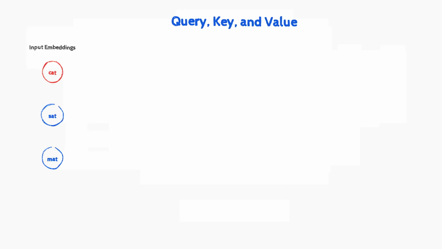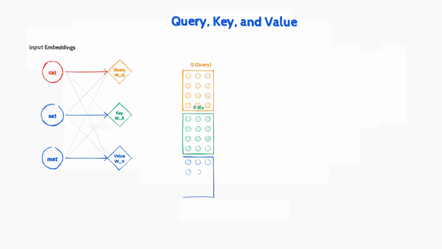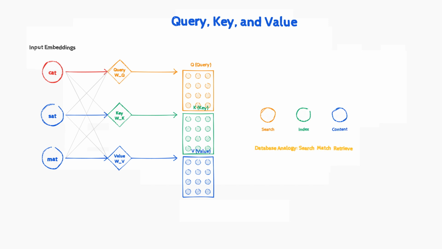Now let's understand the three matrices that make attention possible: query, key, and value. Think of it like a database search. When you want to find information, you write a query, what you are looking for. The database has keys, descriptions of what is stored. When your query matches a key, you get the corresponding value, the actual information. In transformers, every token produces all three: a query describing what it needs, a key describing what it offers, and a value containing its actual information.